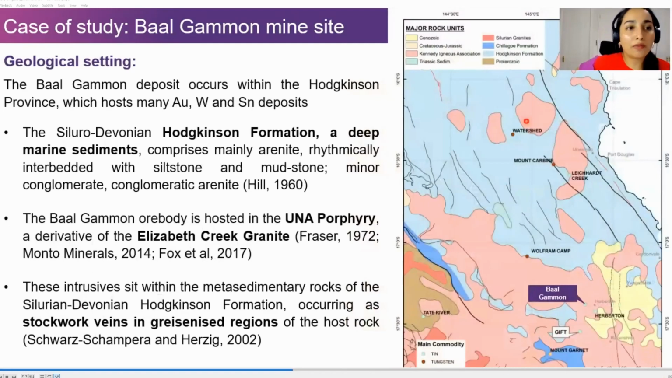In terms of geological setting, this deposit occurs within the Hodgkinson Province, which hosts many gold, tungsten and tin deposits. Here is Baal Gammon, which is related to tin, and others such as Herberton, Gif and Mount Garnet, within the Hodgkinson Formation, which is a deep marine sediment comprised mainly of siltstone, mudstone and minor conglomerates. The Baal Gammon ore body is hosted in the Una porphyry, a derivative of the Elizabeth Creek granite, and the mineralization occurs as stockwork veins in brecciated regions.